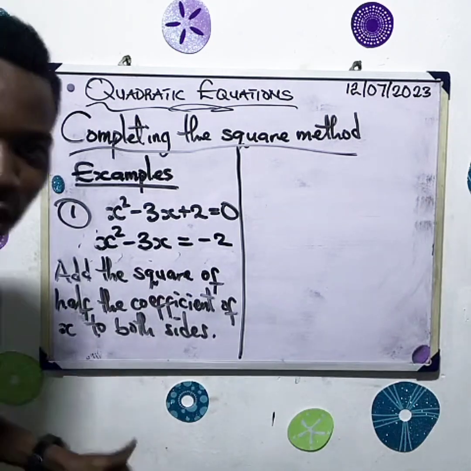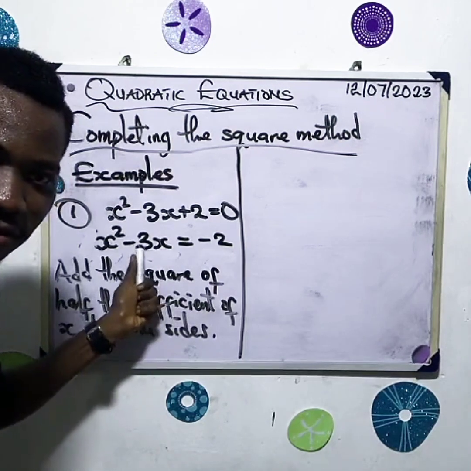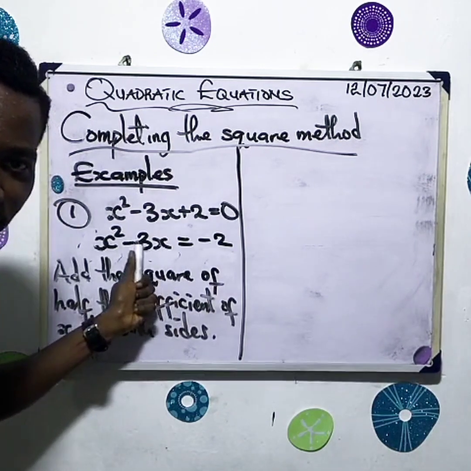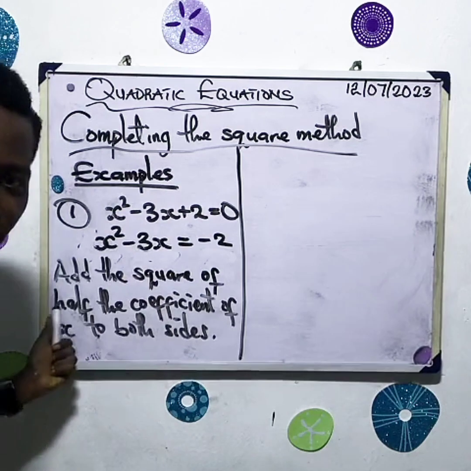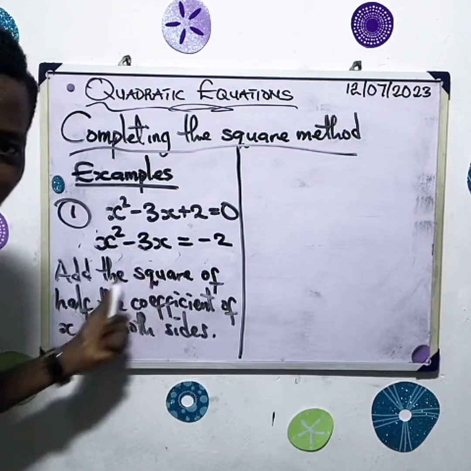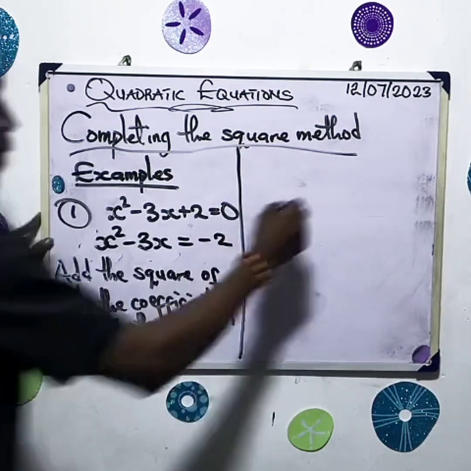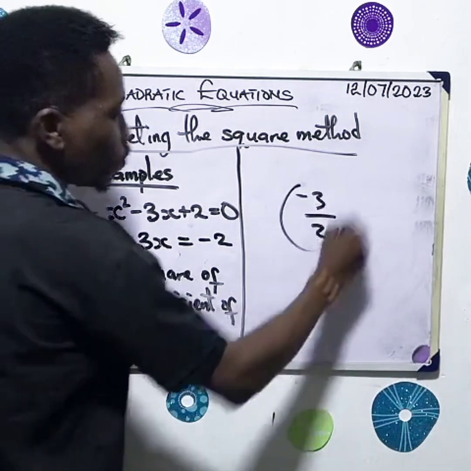Let me break it down. So first of all, where is the coefficient of x? This is the coefficient of x, minus 3. This is x. So this is the coefficient, minus 3. So half the coefficient, in other words, minus 3 divided by 2, that's minus 3 over 2. Then square of half, square of that half. So minus 3 over 2 squared.